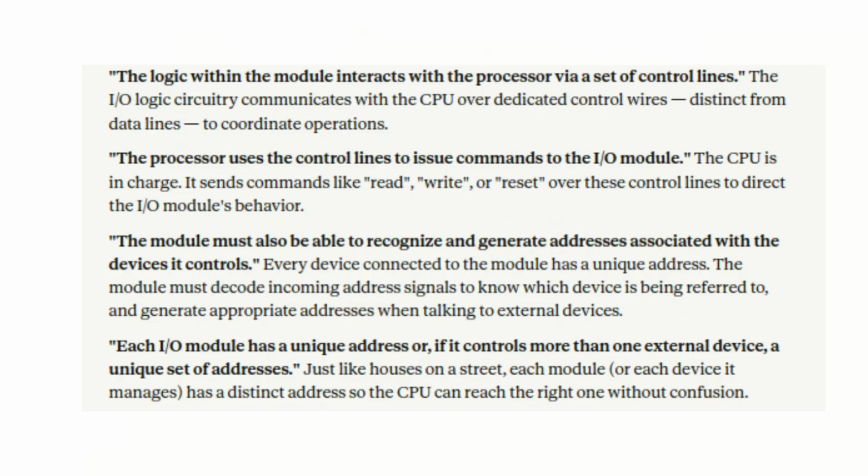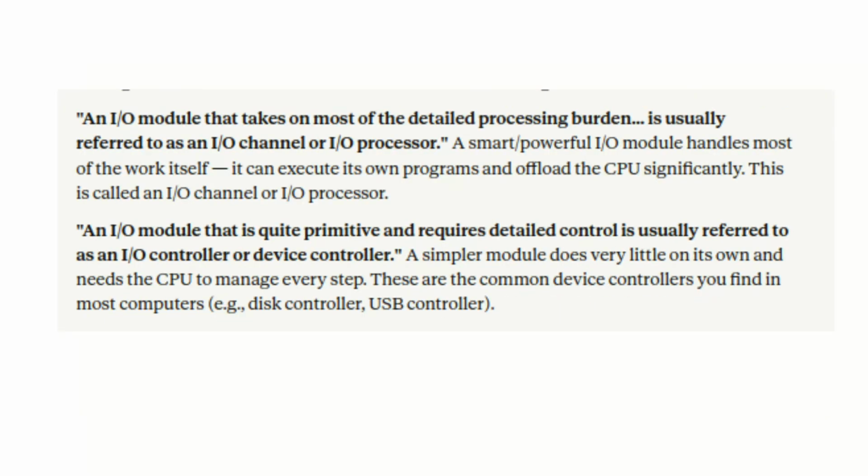The next thing you have to understand is that the processor and the I/O module communicate with the help of the I/O logic, and the processor communicates with the help of control lines. Then, each peripheral device has an address. So the I/O module has to be able to recognize and decode this address and understand which device that address is referring to.